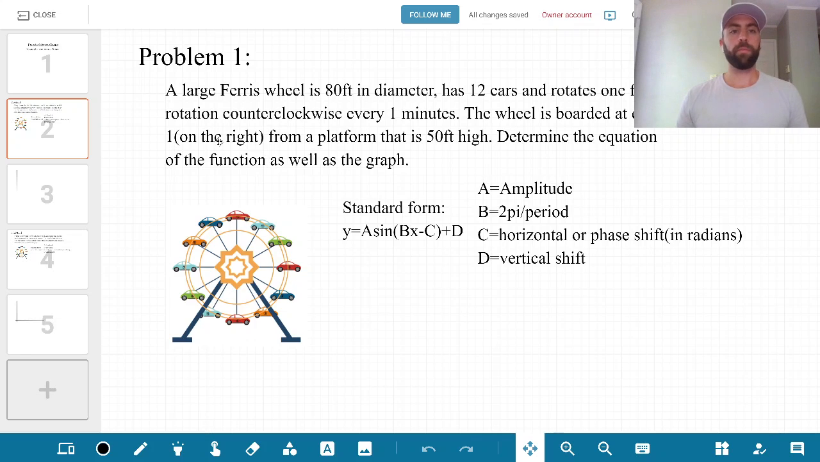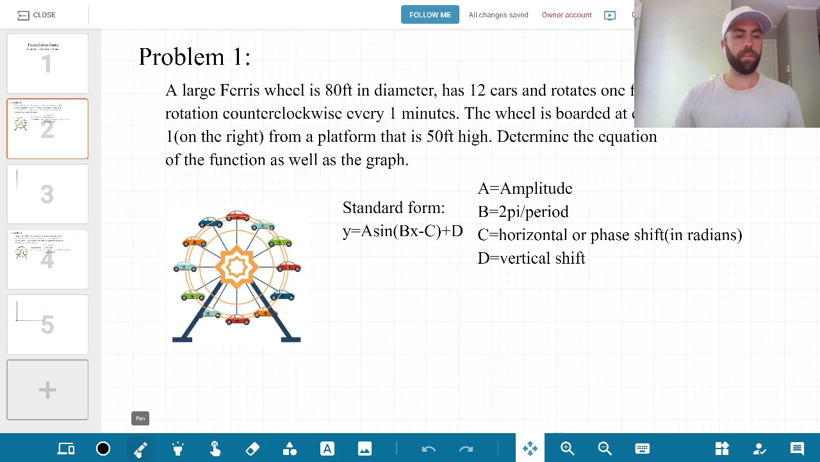A large Ferris wheel is 80 feet in diameter. It has 12 cars and rotates one full rotation counterclockwise every 1 minute. The wheel is boarded at car 1. This would be this car right here on the right, from a platform that is 50 feet high. Determine the equation of the function as well as the graph.